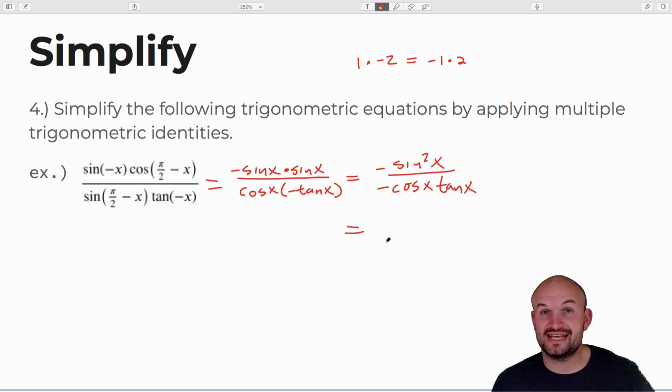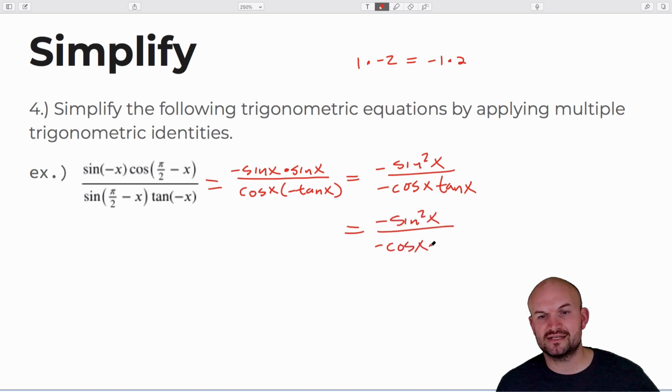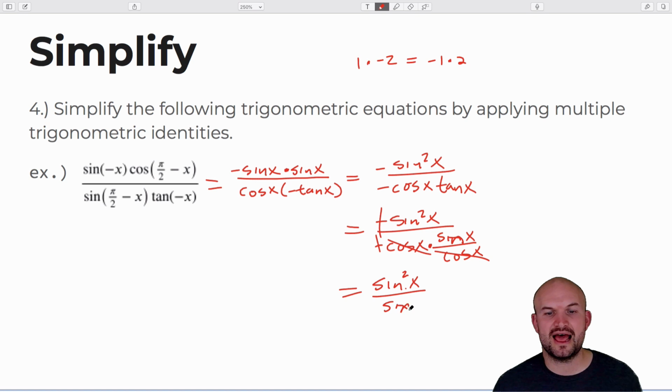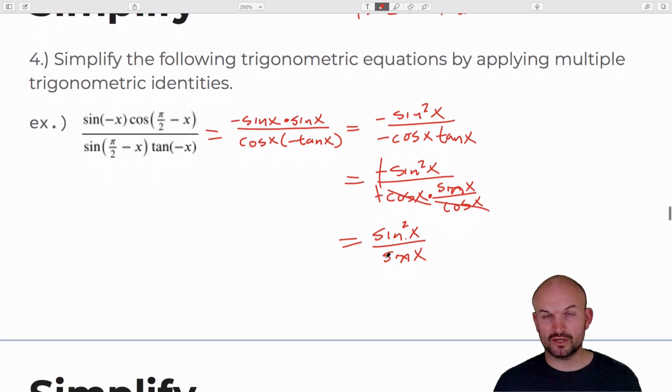So therefore I'm going to rewrite tangent as sine over cosine. So it's a negative sine squared of x all over a negative cosine of x times sine of x over cosine of x. So here you can see that now my negatives are going to turn to a positive, and I have a cosine of x divided by cosine of x. Then I just have a sine squared of x divided by a sine of x, which is kind of like an x squared divided by x. You can see that is just going to give us a sine of x.